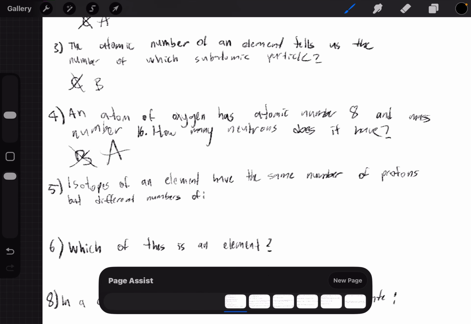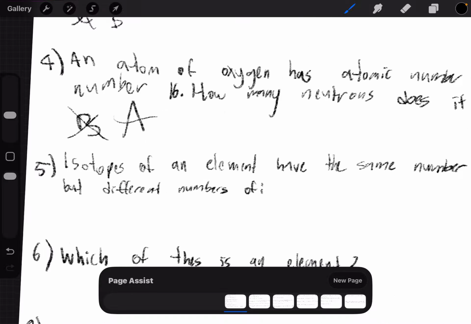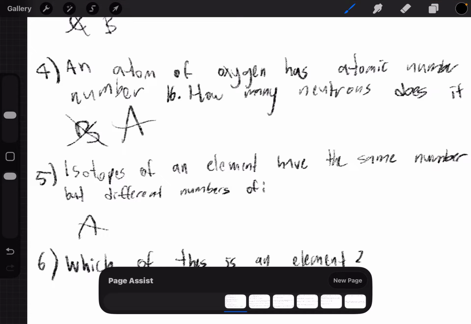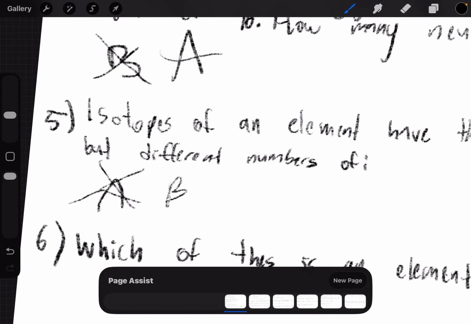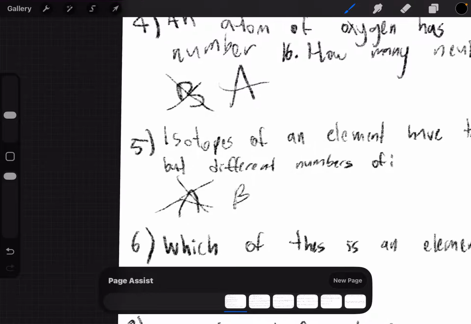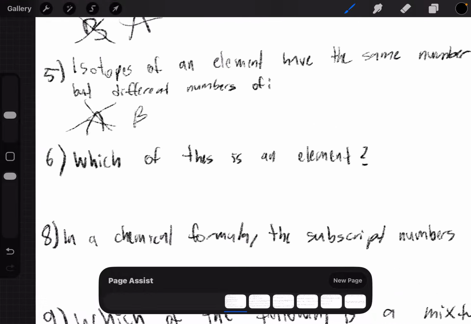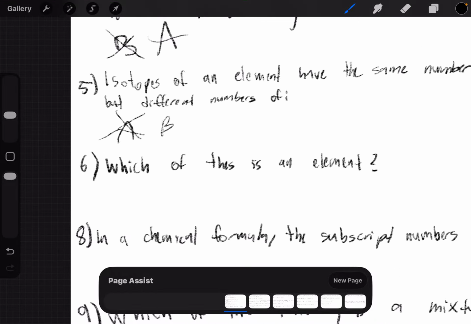Number 5 says, isotopes of an element have the same number of protons but different numbers of. So for this question, I chose A, electrons, but it's actually wrong, and the real answer is B, which is neutrons.